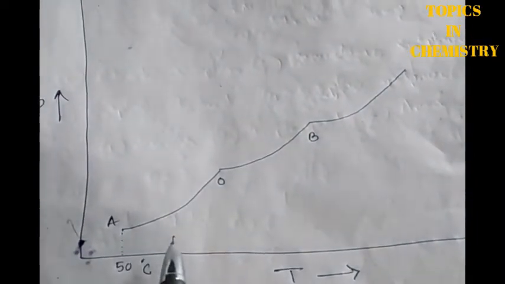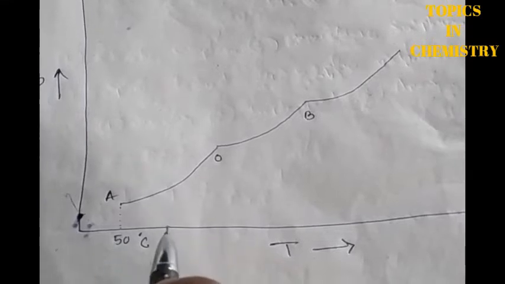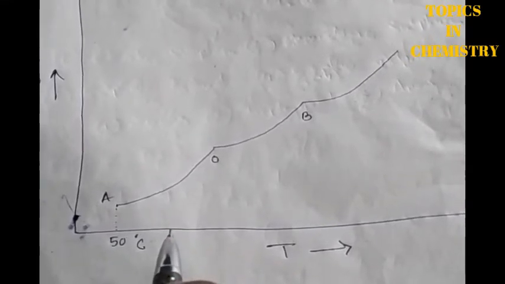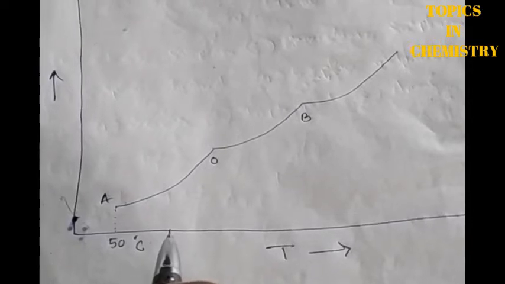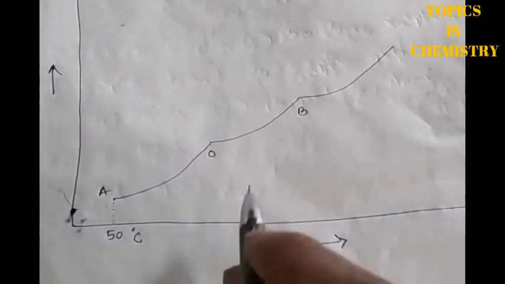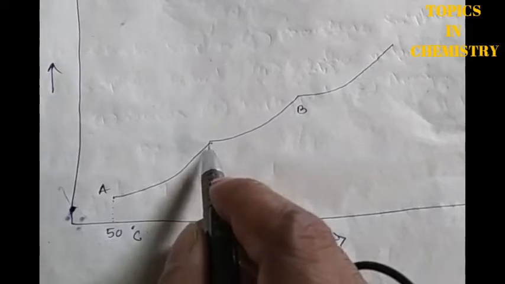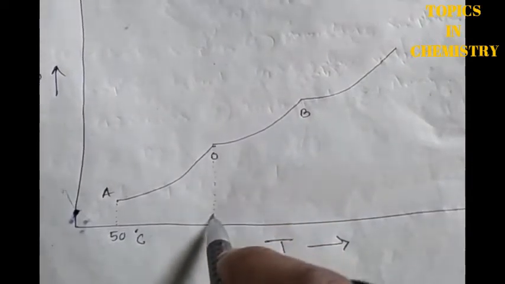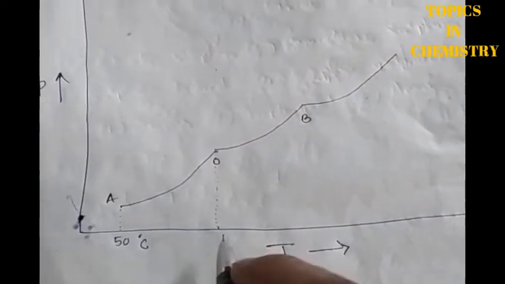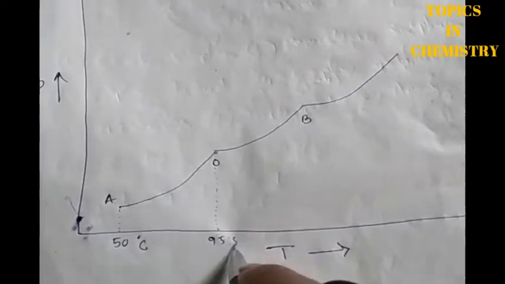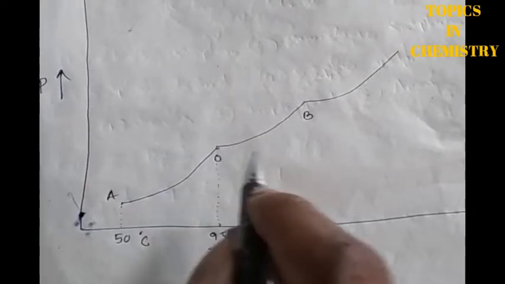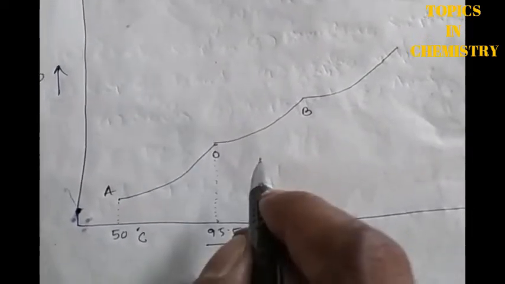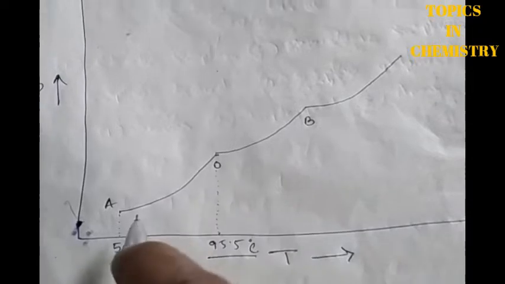So as I told you before, at lower temperature, that means below 95.5 degrees Celsius, rhombic sulphur is the stable form of sulphur. So you can see here a transition of sulphur occurs. This is 95.5 degrees Celsius. Here the rhombic sulphur converts to monoclinic sulphur.